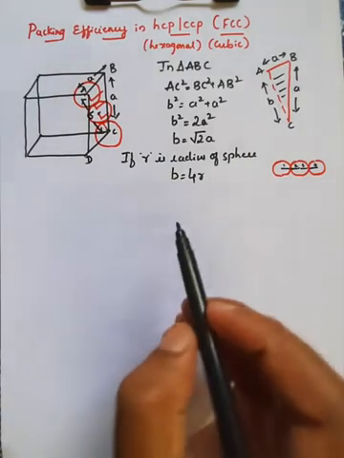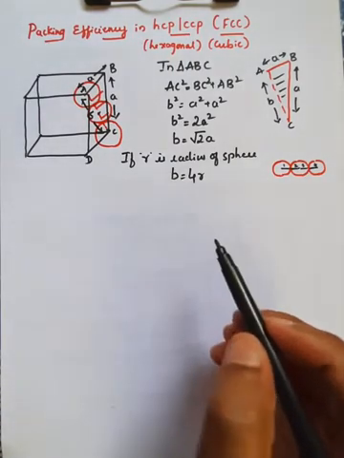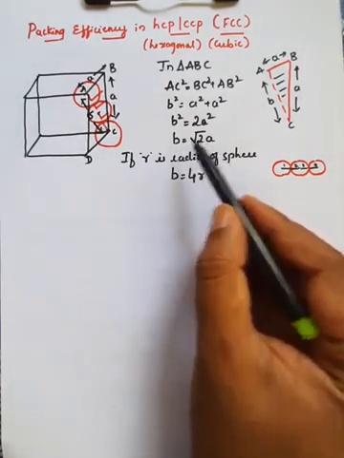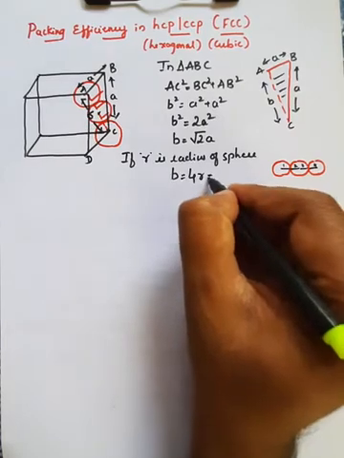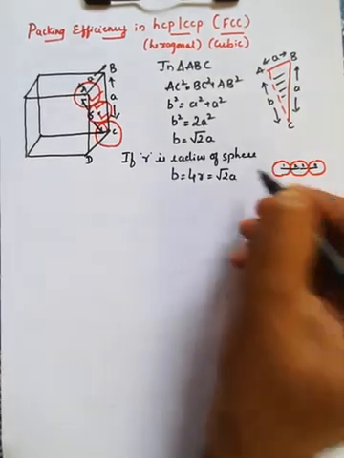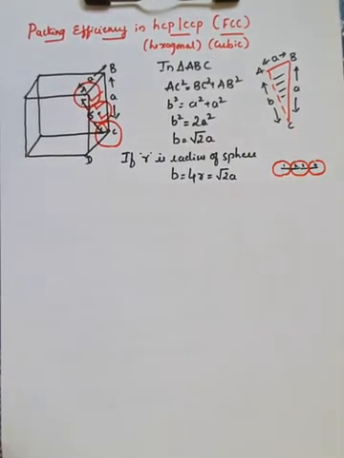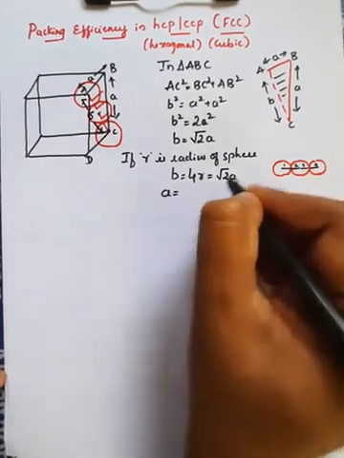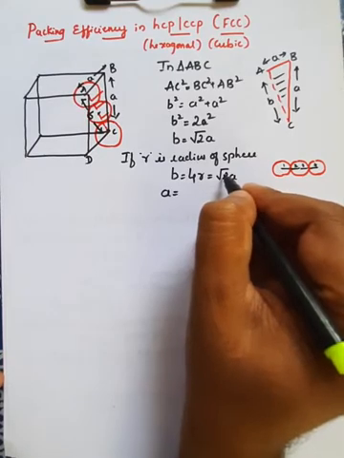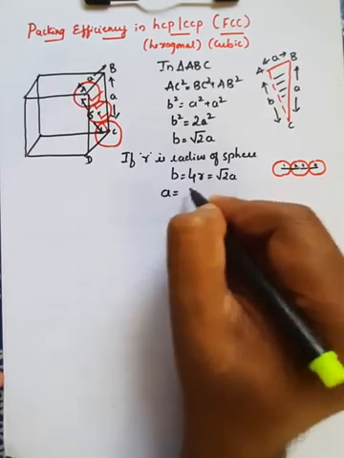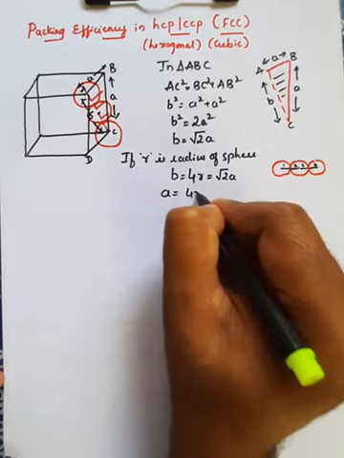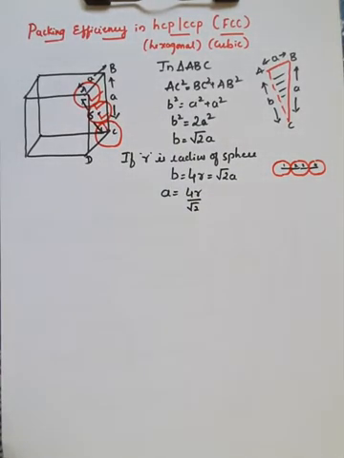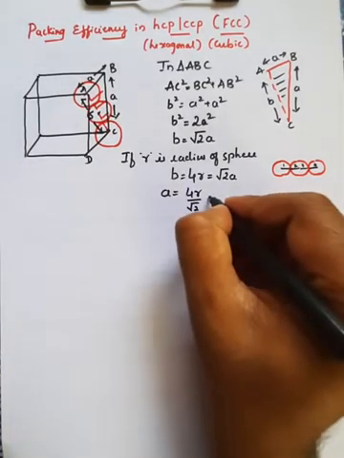Already we know that the B value is root 2a. Therefore I can also write it as 4r is equal to root 2 into a. Therefore a is equal to, if I take a, this root 2 will come in the denominator. So I can write a is equal to 4r divided by root 2.